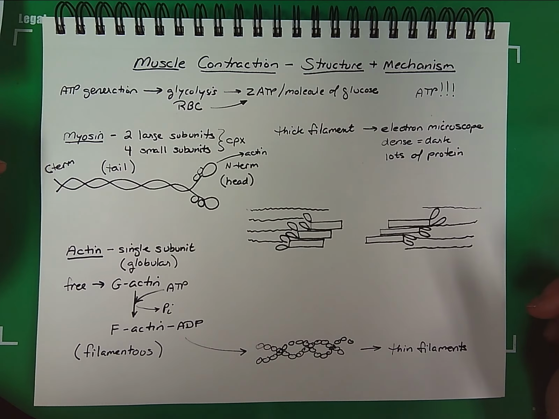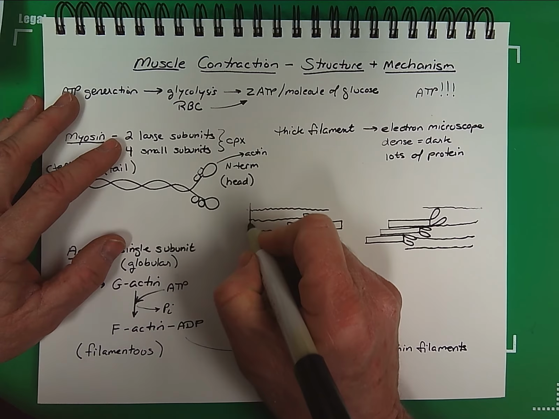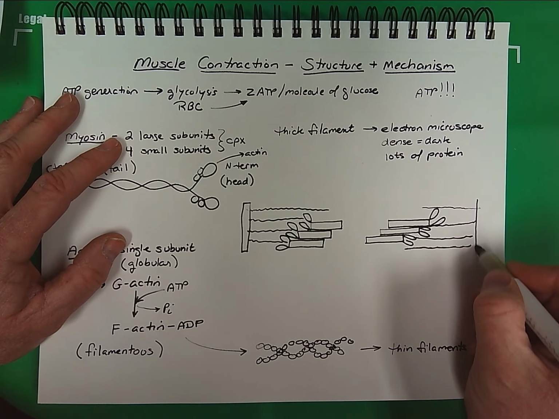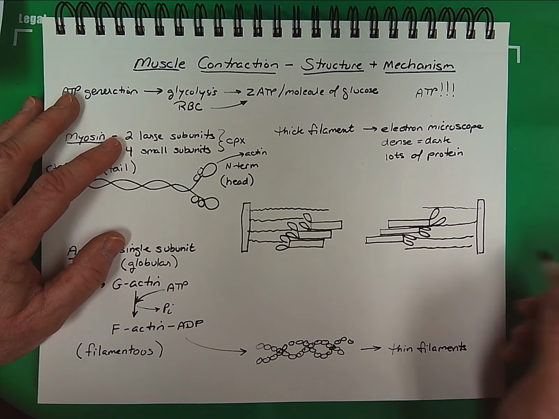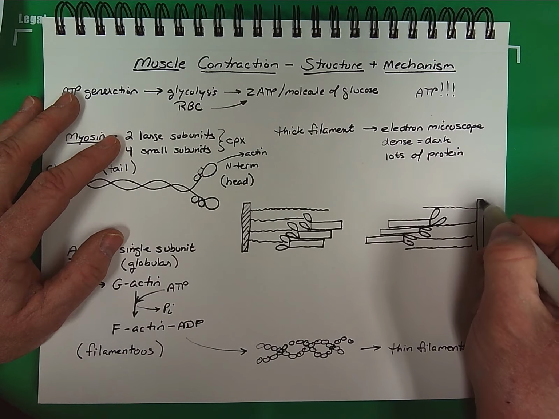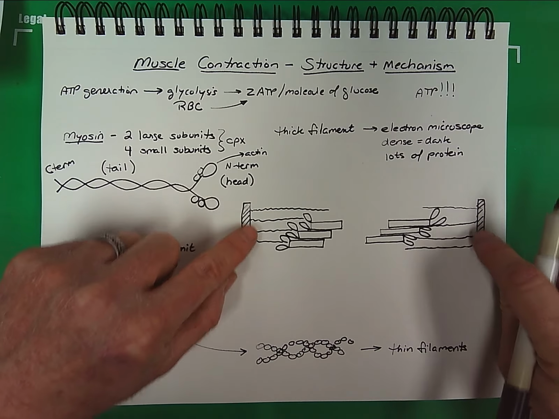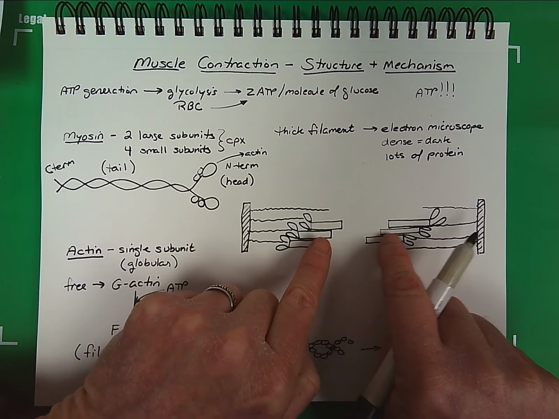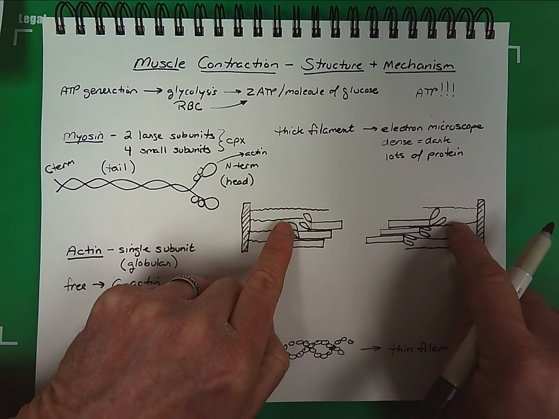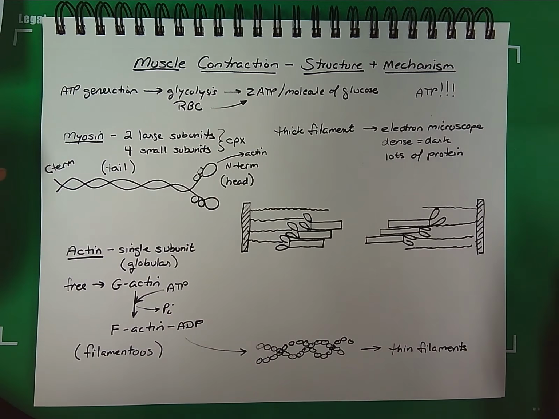Now, in order to get contraction, we have to have something tethering and holding these ends. What we have is a bundle of proteins that are anchored to connect these thin filaments. So the thin filaments are tethered at the end. So when the actin performs its interactions with myosin, it's going to be pulling on these bands.